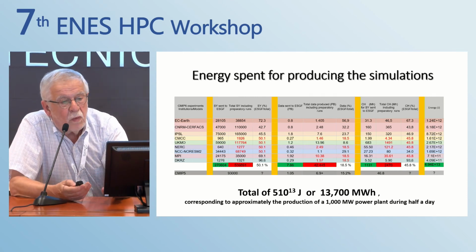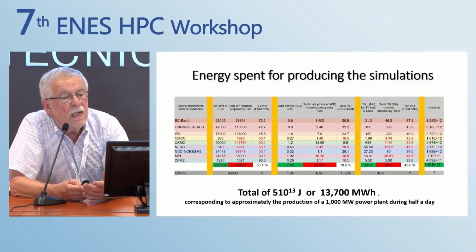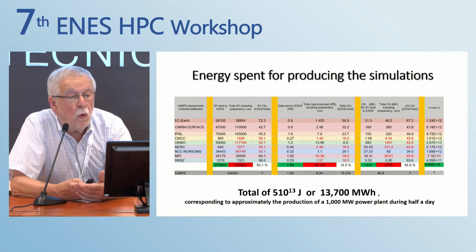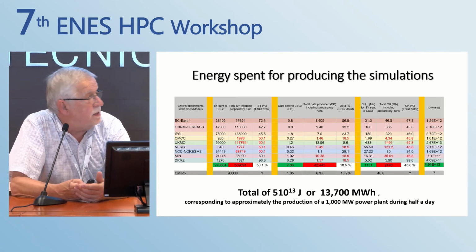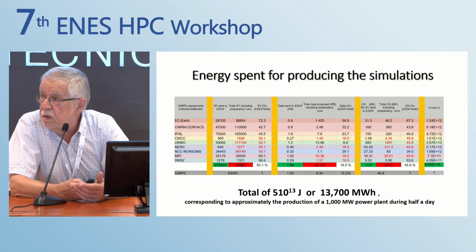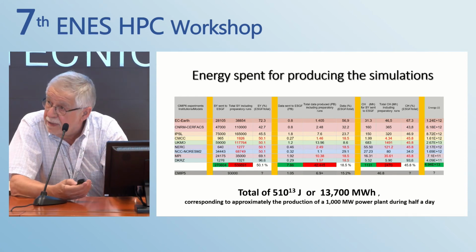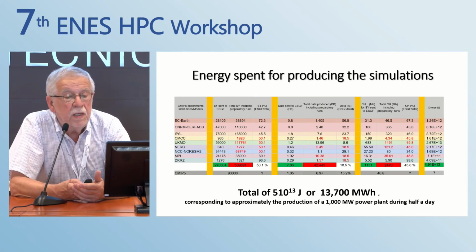But what should we learn from those numbers? The total energy amount which was used to compute this CMIP6 exercise is 5×10^13 joule, or more than 10,000 megawatt-hour. And if you want to have an idea, you take a 1,000 megawatt power plant and you make it run for just a bit more than half a day, and then you would have all the energy necessary to produce the data.